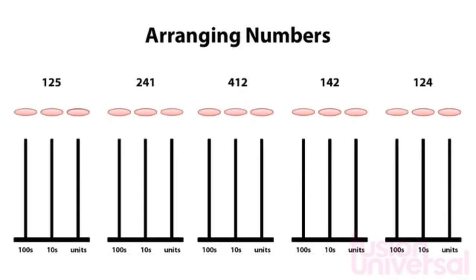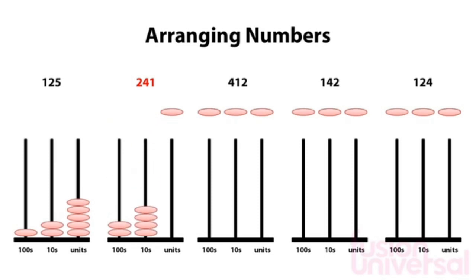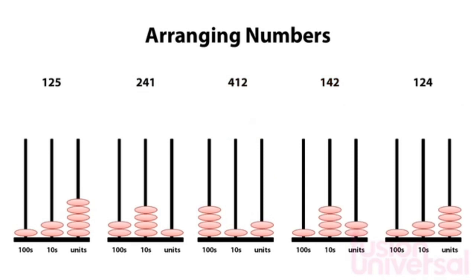This is called ascending order. First, we put each number onto its abacus. So, as before, with 125, there is 100, 2 tens, and 5 units. And with 241, 2 hundreds, 4 tens, and 1 unit. We can now quickly fill in the remaining abacuses.